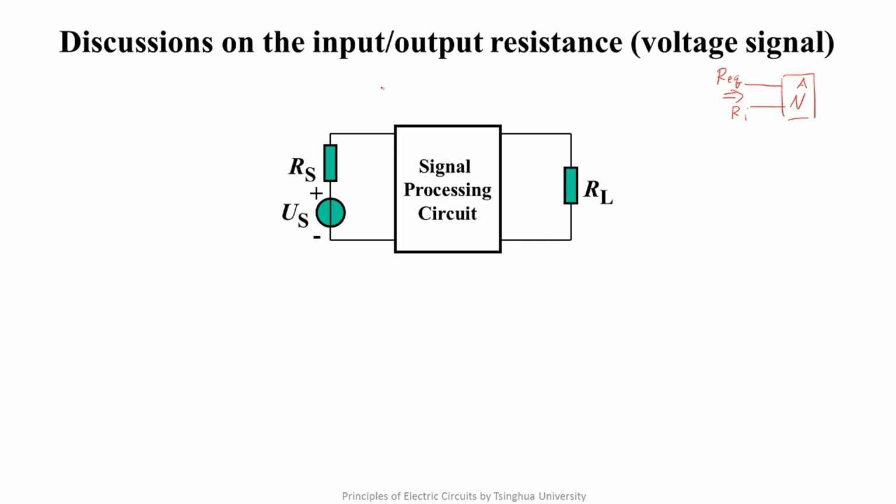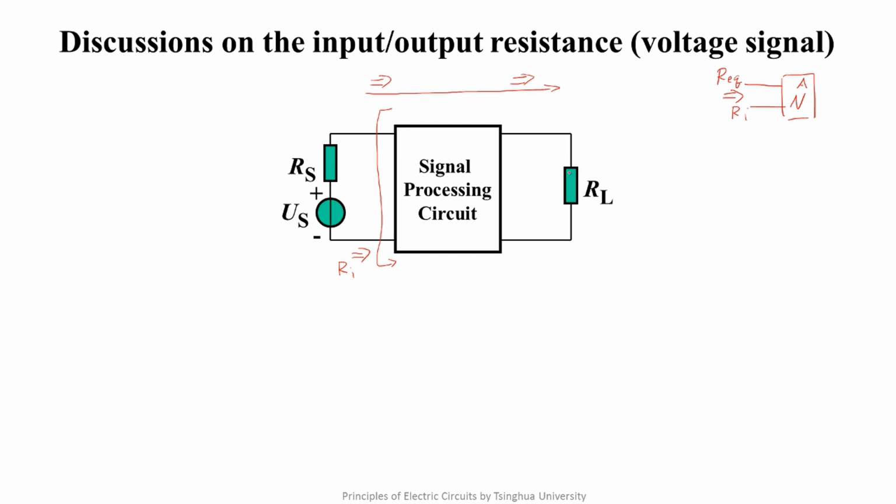In fact, the common signal processing circuits have the input and output ports respectively. Suppose the signal is transmitted from the left to the right. In this condition, we often discuss the input and output resistance of the signal processing circuit. The signal processing circuit's input resistance is the input resistance seen from the input port toward the output port.